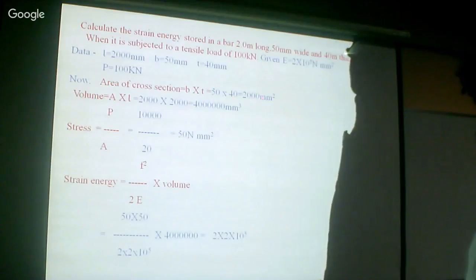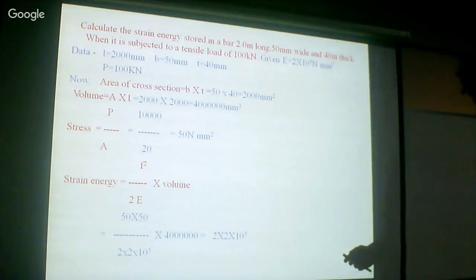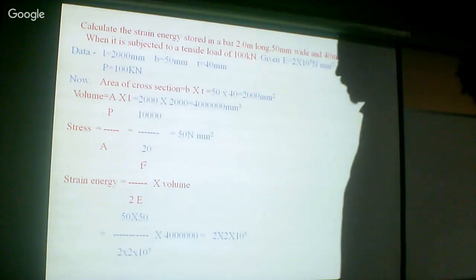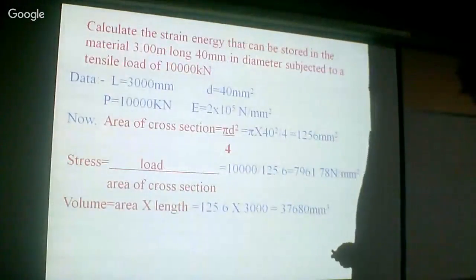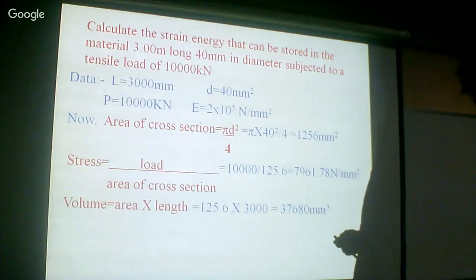You know, area of cross section can be calculated as a simple analysis, and volume is area into length of the bar. Now stress, as usual, is load divided by cross section area, and that gives you 50 newtons per millimeter square. Now strain energy, we know, is F square by 2E multiplied by volume. Just by substitution we will get the quantity of the strain energy in newton millimeter.